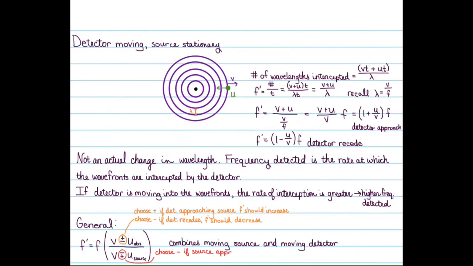In the denominator, if the source is approaching the detector, you know that the frequency should increase, so you're going to choose a minus sign to decrease the denominator. And if the source is receding, you know that you should have a smaller frequency, so you're going to choose the plus sign to increase the denominator. Note that all speeds that we talk about here are measured relative to the medium.